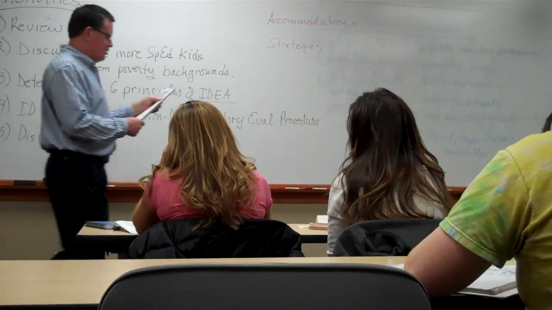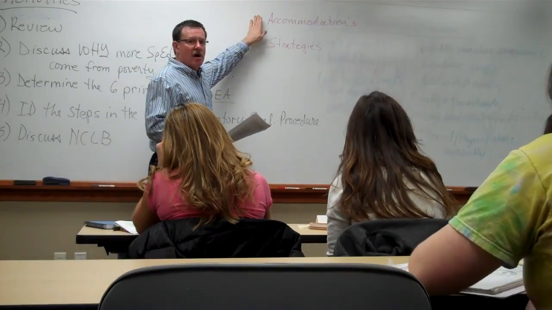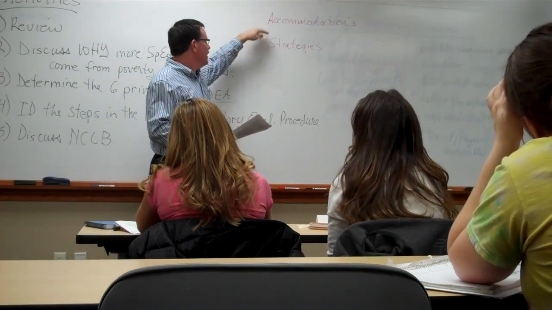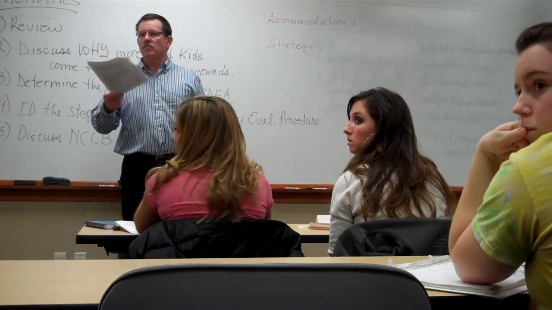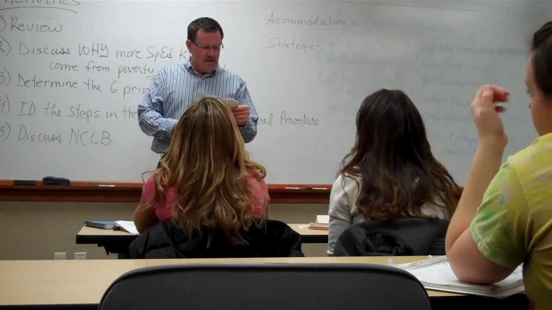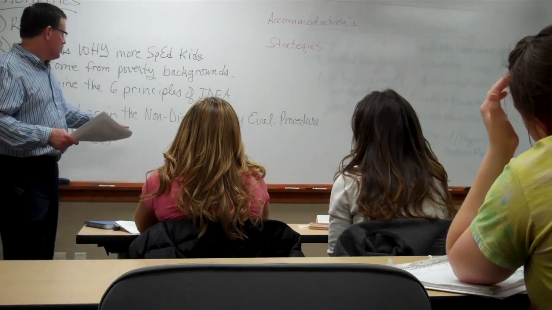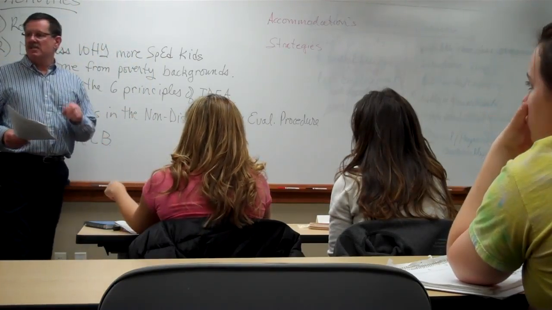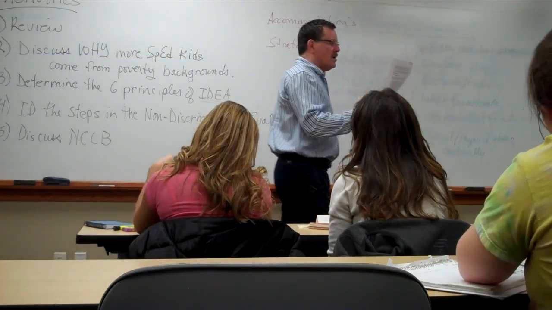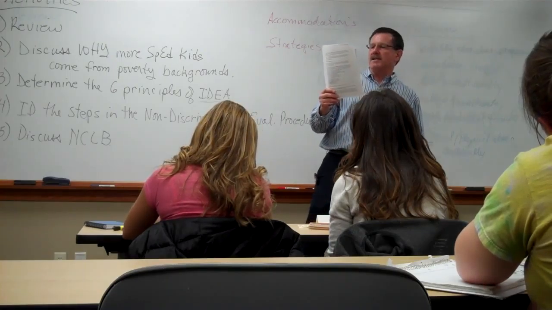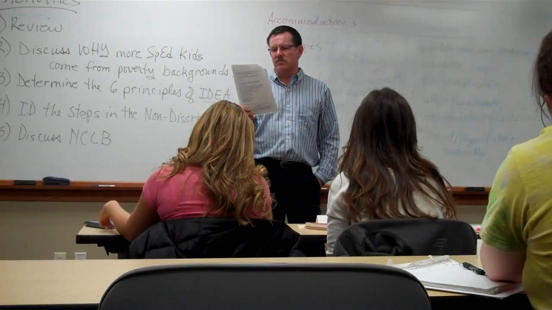But zero reject says that no kid, no student will be denied services. They will not be denied the accommodations that they need based on their disability or the strategies. Number 2, non-discriminatory evaluation process, which we're going to talk about next, must be in their native language. Again, this is in your notes. 3, they must have an appropriate education, requires schools to tailor education to the specific needs of all students.